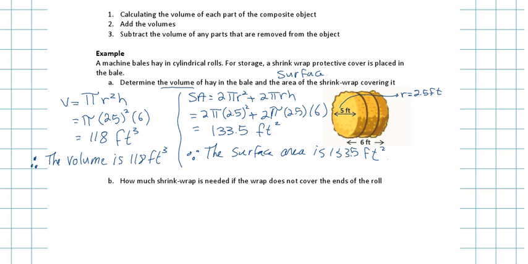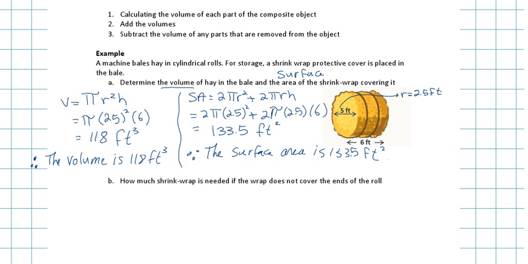The second part of the question is asking how much shrink wrap is needed if the wrap does not cover the ends of the roll. We're gonna take out just the surface of one set. But we're not covering both ends. Yes. Just one. Which part? Surface, surface of one set.